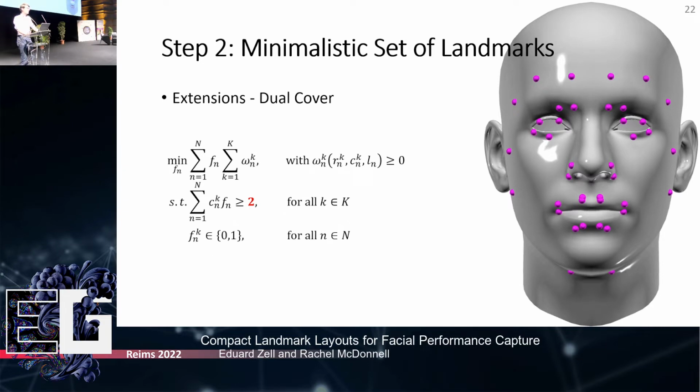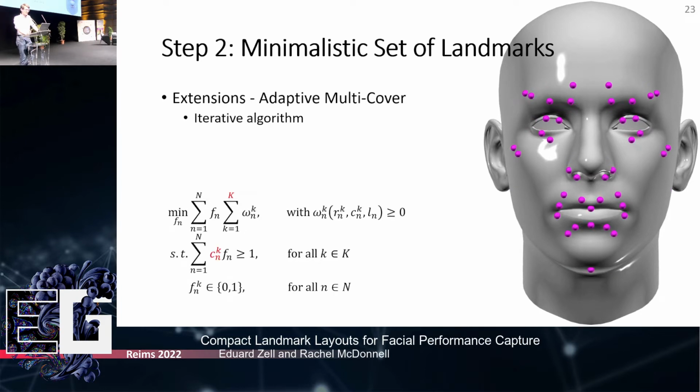So sometimes you want to go for more than one marker, for example, to be more robust on occlusion. So how can we extend this to ensure that more than one landmark is given for each blend shape? One natural extension would be to go for a dual cover problem. So the only difference here is this 2 marked in red. The problem is, while we get a result, the result is not necessarily better. So most landmarks are clustered.